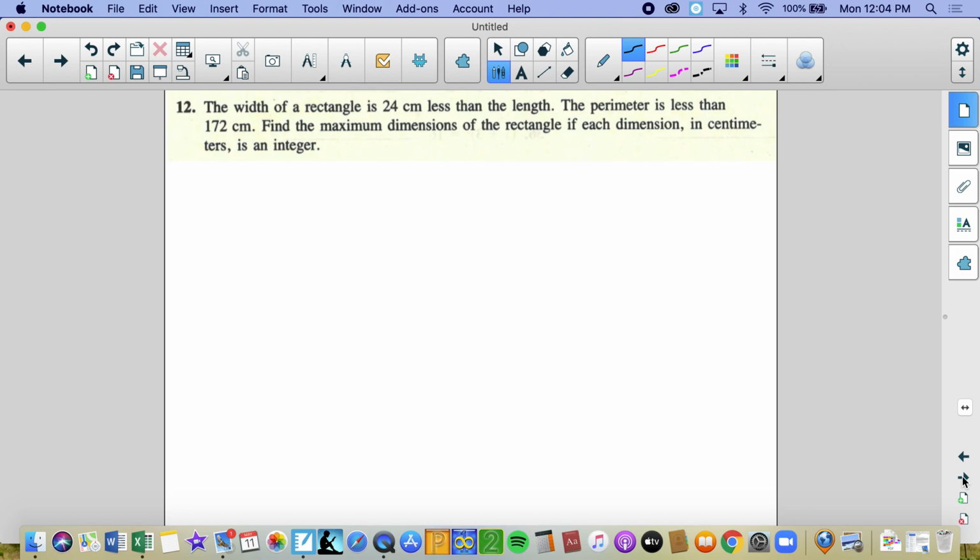Sorry about that. The width of a rectangle is 24 centimeters less than the length. The perimeter is less than 172 centimeters. Find the maximum dimensions of the rectangle if each dimension in centimeters is an integer. Notice I'm going to read the whole problem before I start drawing stuff. All right, so let's draw a rectangle. This is the length, and we'll name this the width.